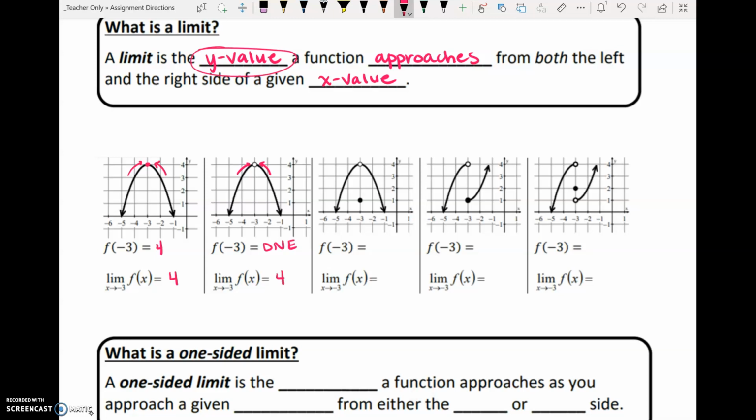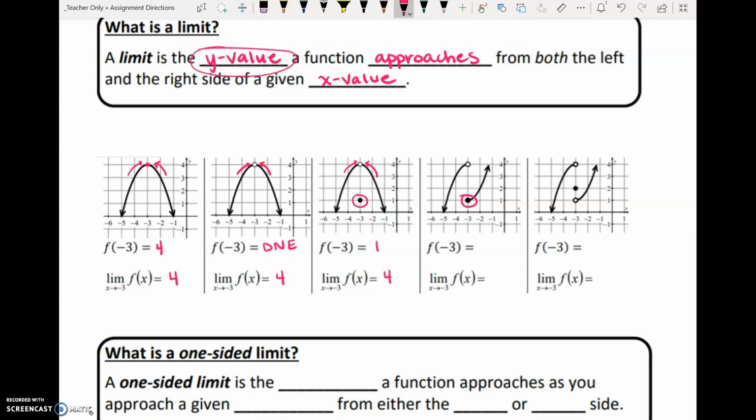Here the function of -3 is where there is a closed point, so that is the y value of 1. And still, even though the function at -3 is 1, what's happening around -3 still gives us the limit of 4.